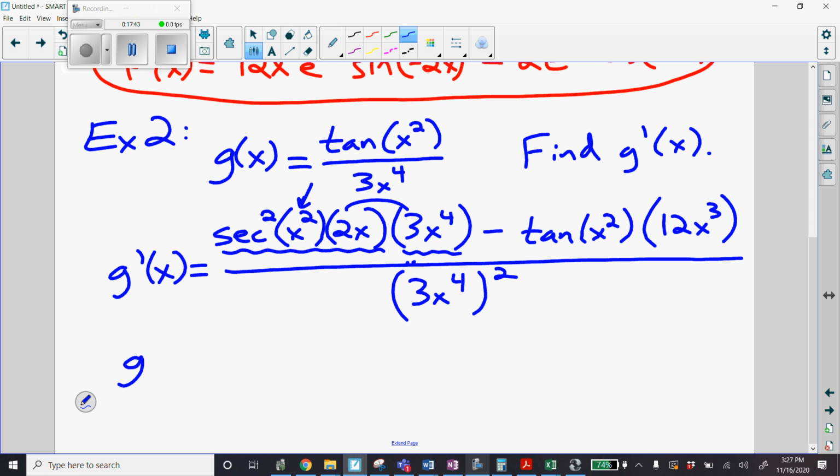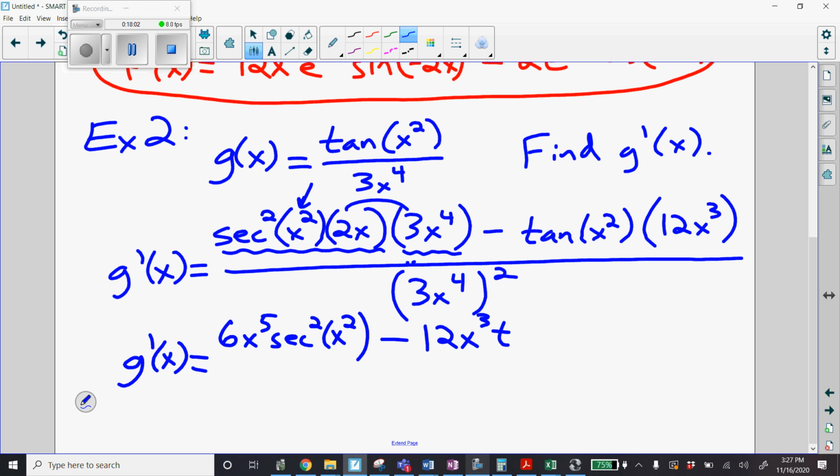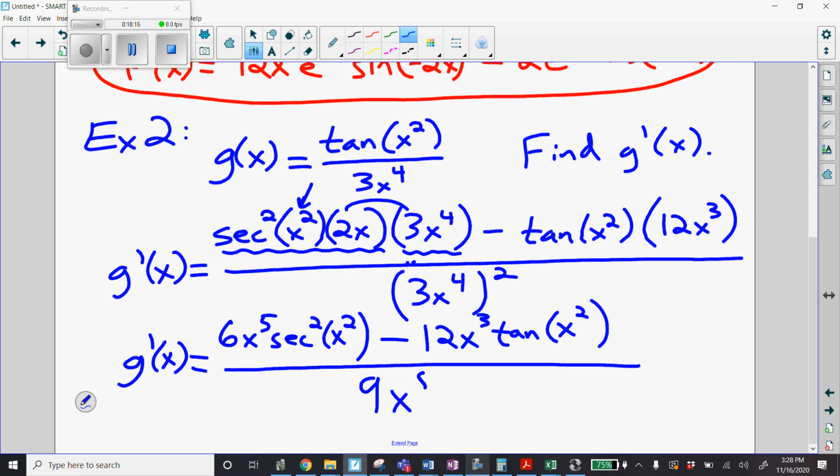I'm going to put those out front and call this thing, what is that, 6x to the fifth secant squared of x squared minus, I'm just going to write the polynomial in front, 12x cubed tangent of x squared, all divided by, I know 3 squared is 9, x to the fourth squared is x to the eighth. And there is a more simplified, but not totally simplified version of this.